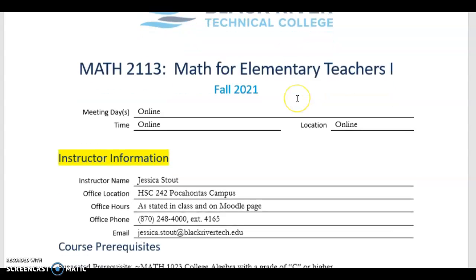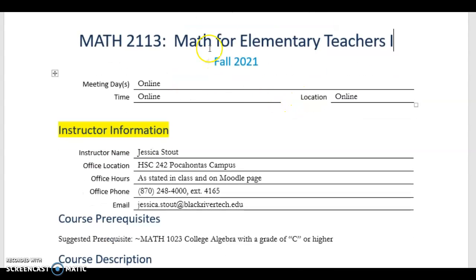So, in your syllabus, you see that this is an online class, Math for Elementary Teachers 1. My instructor information is listed here. I am on the Pocahontas campus, HSC. That's the new health science building, the big 2-story building at the back of campus. And I've got my office number there, so if we ever need to meet and discuss some stuff, by all means, we can do that.